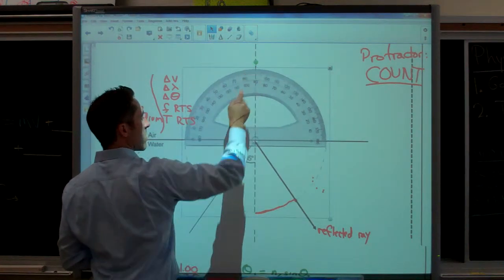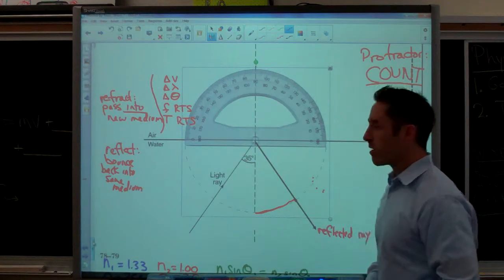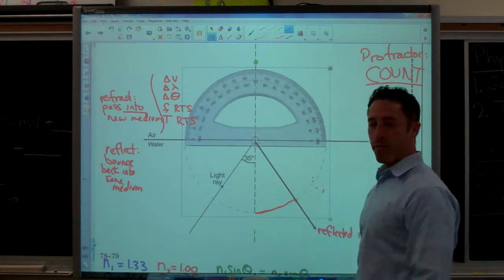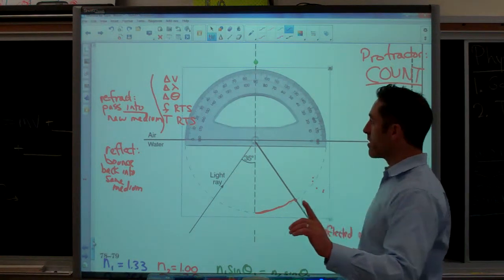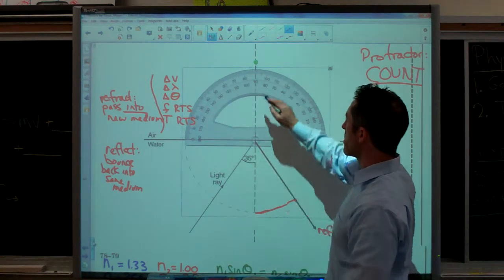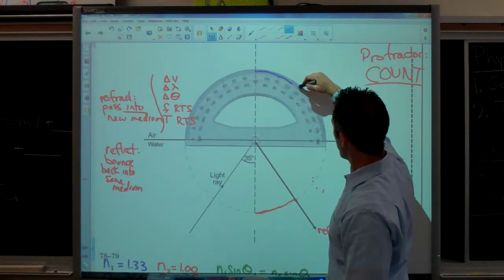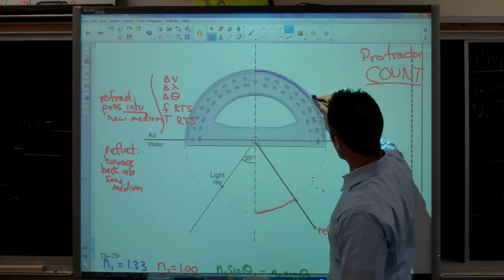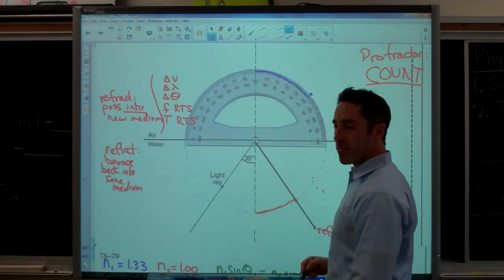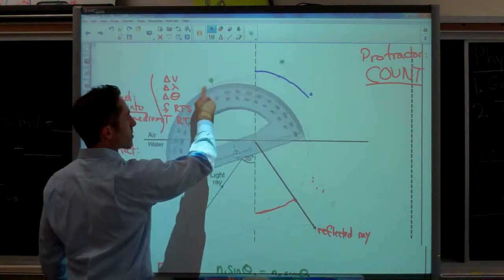Let's bring it so it's just lined up. Good. And we want roughly 50 degrees. Mistake would be jump to 50. The right thing to do is start at the normal line, as always, and count. 10, 20, 30, 40, 50. That's 50 degrees. Put a dot there so you can be neat about it. That is where your refracted ray should go.